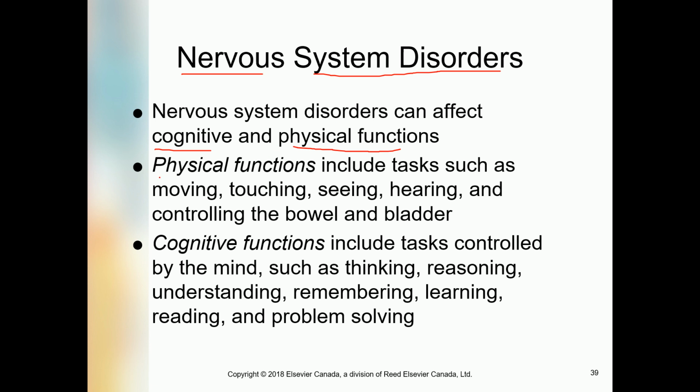Physical function, how it is disturbed, let's begin from here. It includes tasks such as moving, touching, seeing, hearing, and controlling bladder and bowel, which means using the toilet. This is for urination, this is for bowel movement, bladder and bowel. All these things are controlled by the central nervous system and peripheral nervous system, and it becomes dysfunctional.